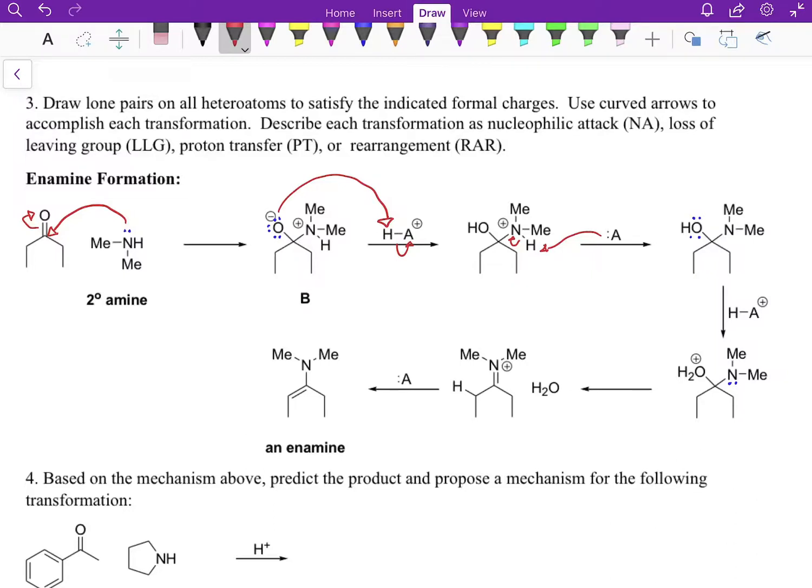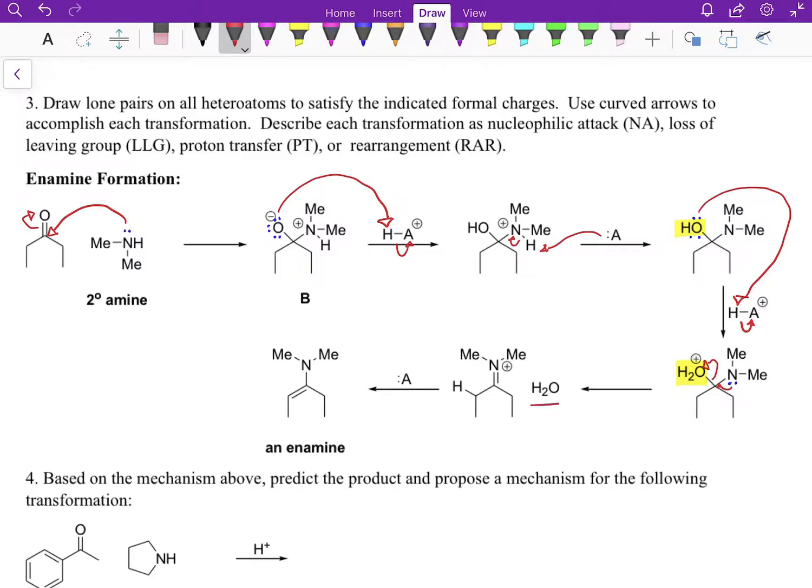But again, this is acidic conditions. So this is going to protonate. So this lone pair, right here, takes this hydrogen from this acid, giving those electrons to the base. And now you have a good leaving group with this water. So this lone pair on the nitrogen is going to move here, giving you a double bond, causing this water to leave.